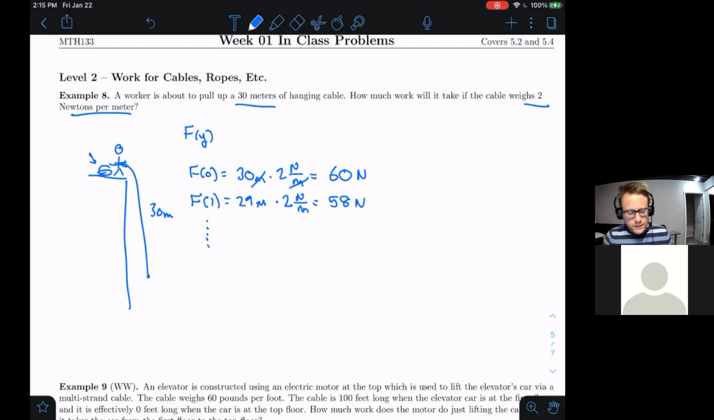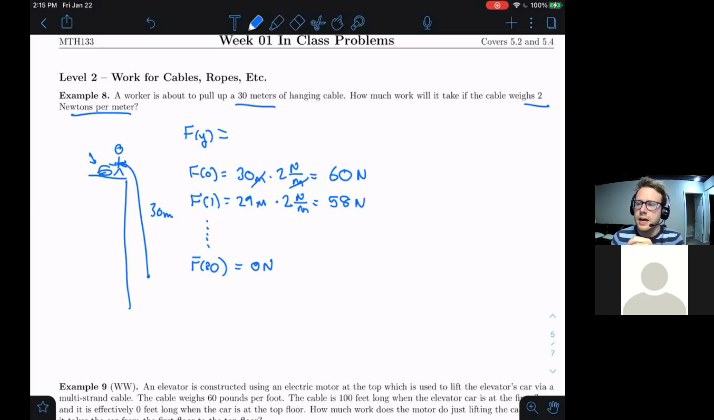And you can play this game for a while, and you could even ask, when are you done? When have you lifted all of the rope up? Well, that's going to be at 30. Once you've lifted up all 30 meters of cable, and it's all coiled behind you, there's 0 newtons left. And so we need to figure out an overall pattern for our force function. So my question to you guys is, what is the pattern for this force function? And my hint to you is that it's going to be linear.